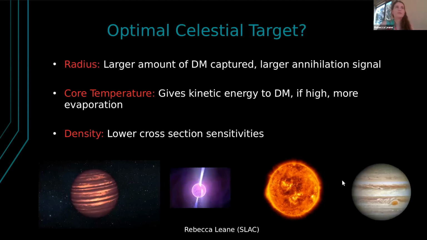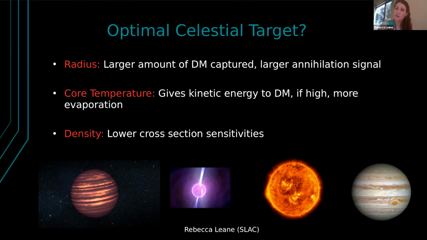So what sort of objects do we want to think about for this long-lived particle scenario decaying outside of the star? Just to remind you, when we think about what the optimal celestial target might be, there are a few things to take into account. One is the radius of the object. If it's bigger, you can have a larger amount of dark matter captured and a larger annihilation signal. It depends on a few things, but this is roughly what can happen if you have a larger radius.